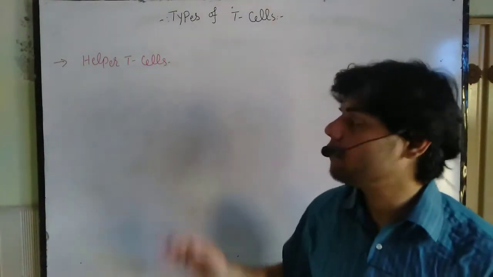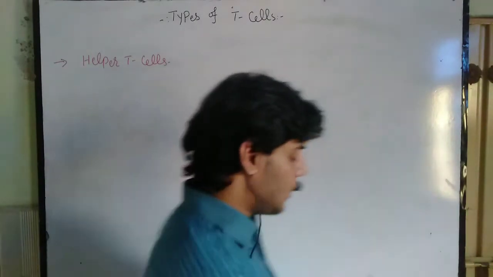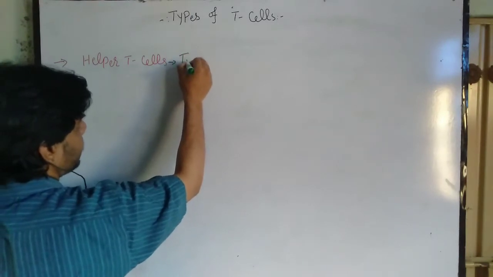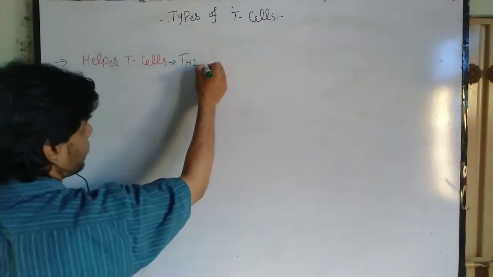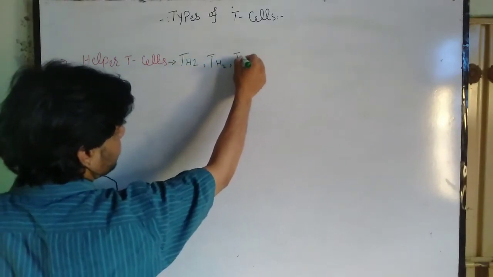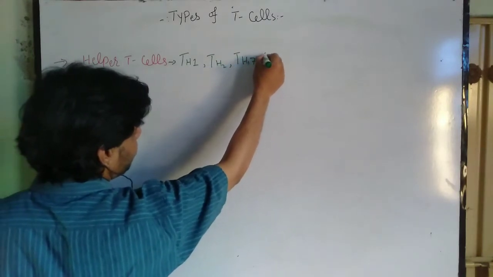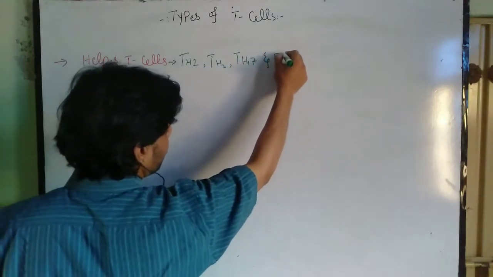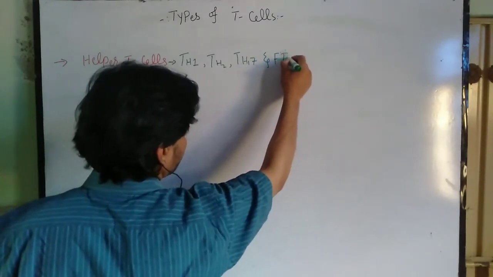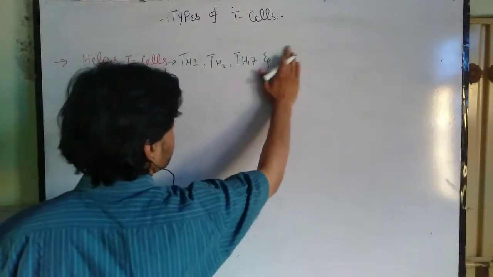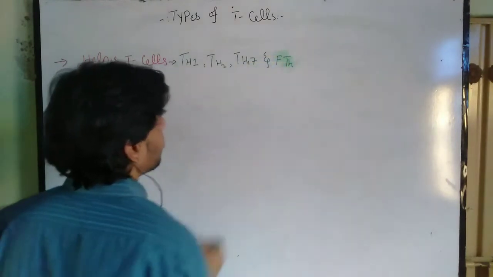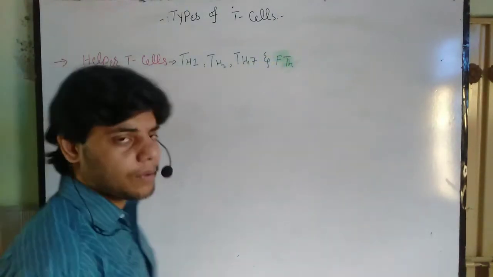Inside this helper T cell, we have different types of helper T cell. In short form, we can write TH. Helper T cell 1. We have helper T cell 2. We have helper T cell 17. And we have follicular helper T cell. So these are different types of helper T cell.